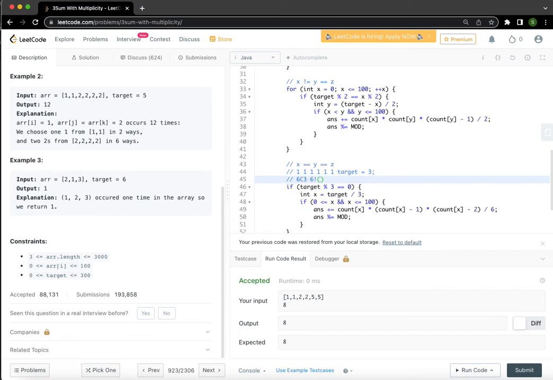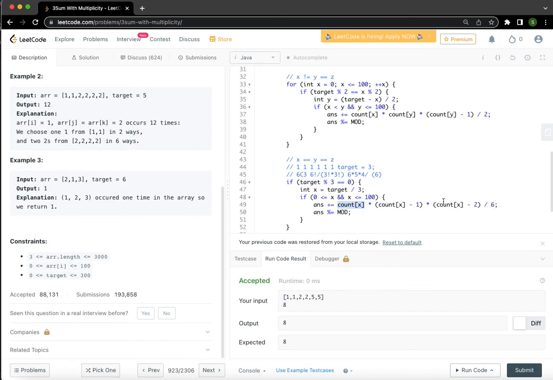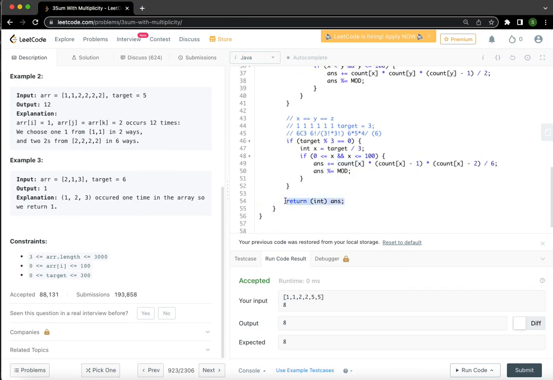divided by 3 factorial multiplied by 3 factorial. And what does that become? That becomes 6 into 5 into 4, and in the division it will have only 3 factorial left, which is 6. So that is what it is doing. In this example, count of x would be 6, count of x minus 1 is 5, count of x minus 2 is 4, and divided by 6, so divided by 3 factorial in a sense. That's it, and then it returns the answer.